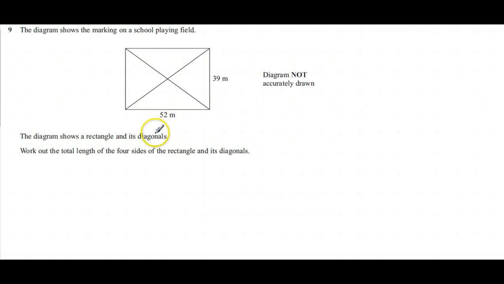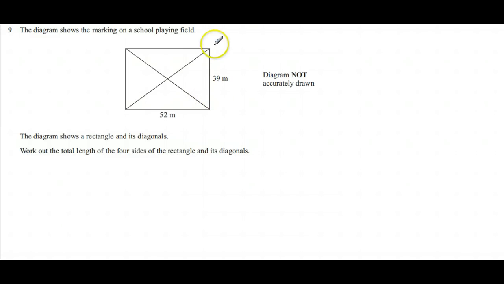Hi there, this is question 9 from the June 2012 Unit 3 Edexcel paper, the higher one, and it is a little diagram of a school playing field, which is a rectangle, and it also shows the diagonals, and you have to work out the length of the four sides of the rectangle and its diagonals. It's essentially saying work out the total length of all the lines in the diagram.